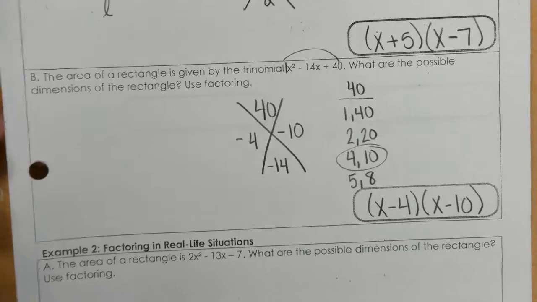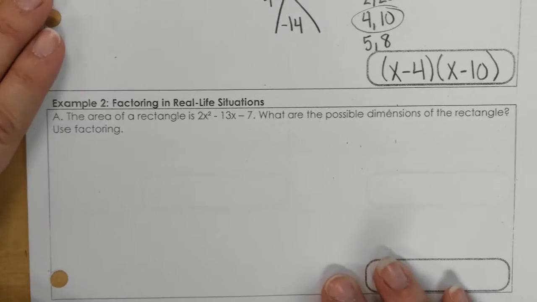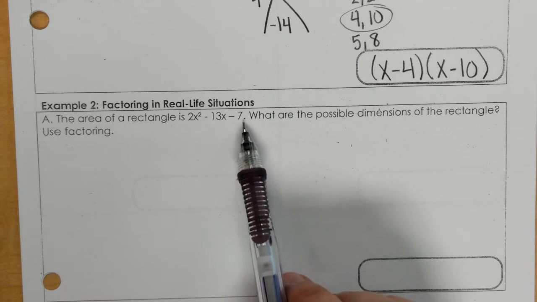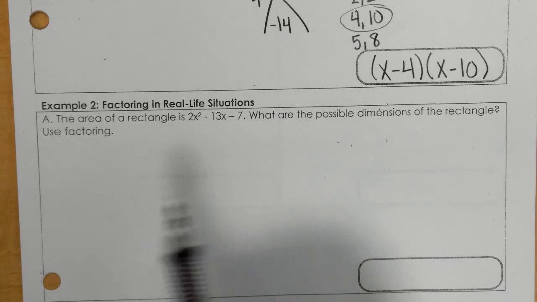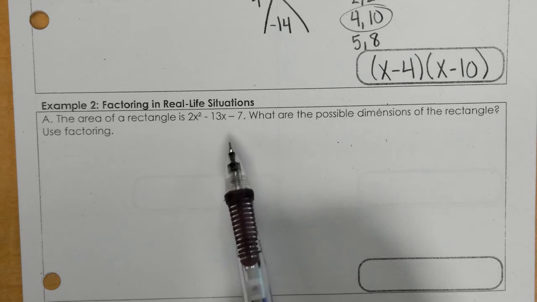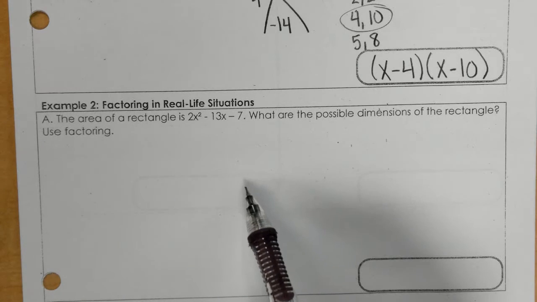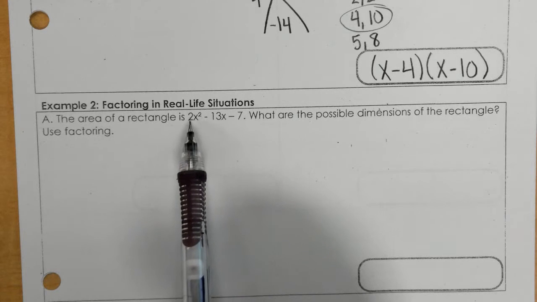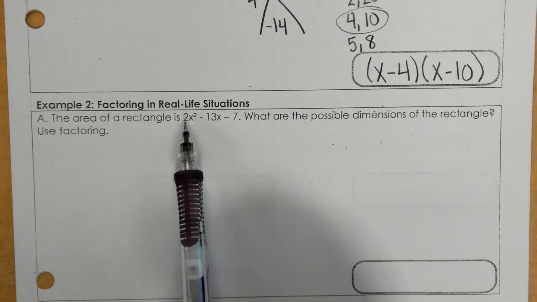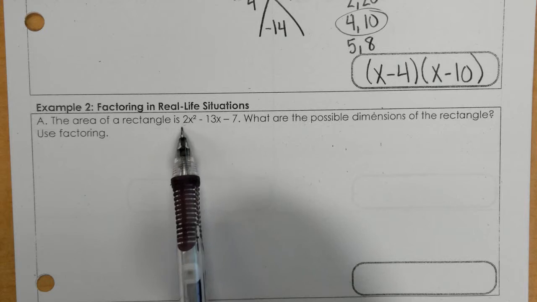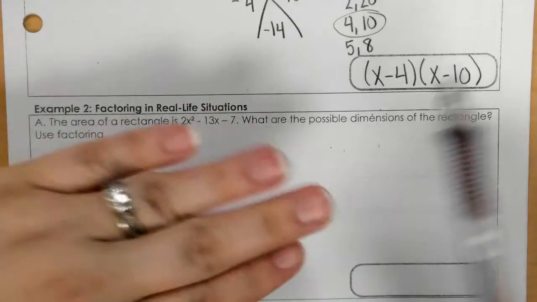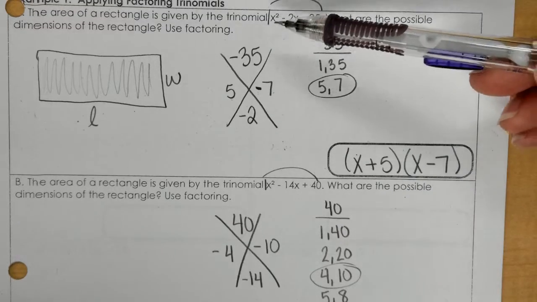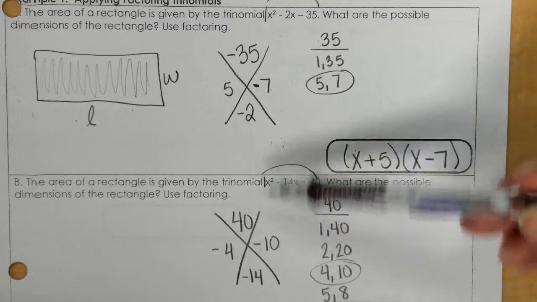Okay, and then the last example, example 2, it says the area of a rectangle is 2x squared minus 13x minus 7. What are the possible dimensions of the rectangle? Use factoring. So even though this is the exact same type of problem, you're going to have to factor. The only difference is that this number is bigger than 1. And when this is bigger than 1, you have to do x factor with bottoms up. So up here, since these had a 1 in front of x squared, these were just normal x factor.